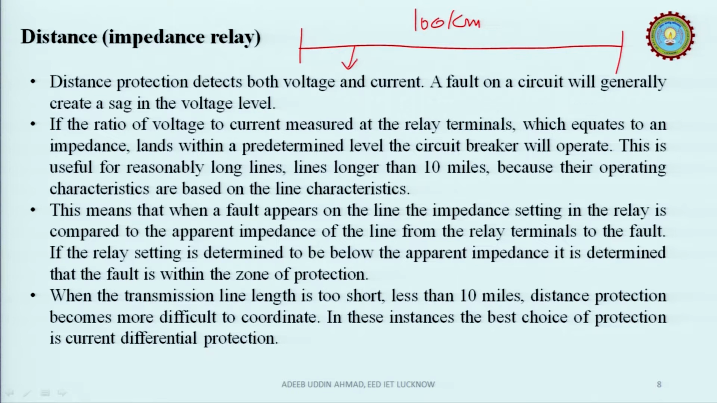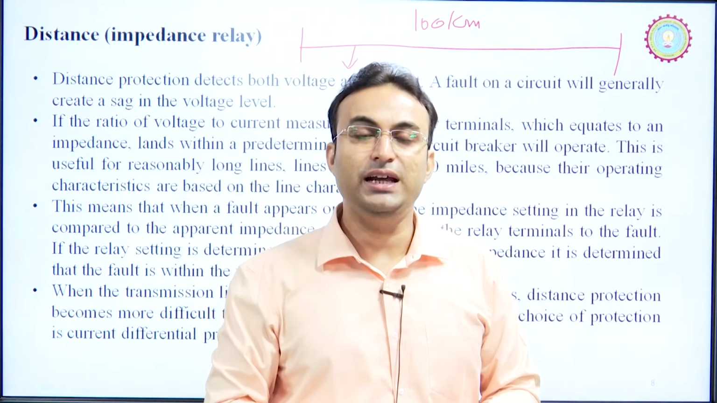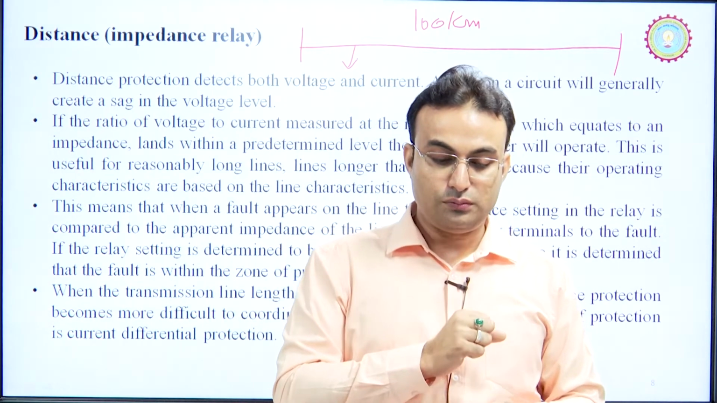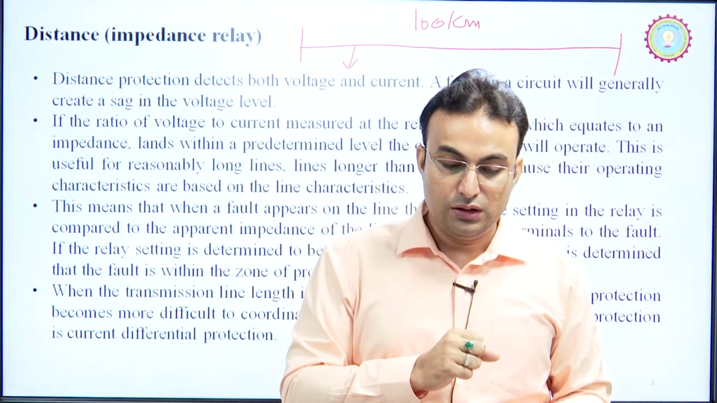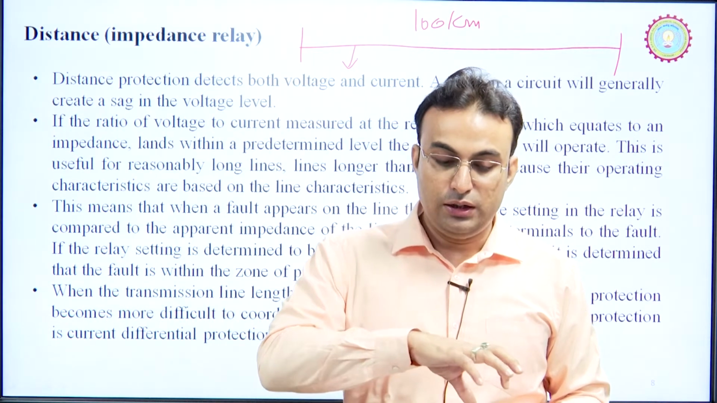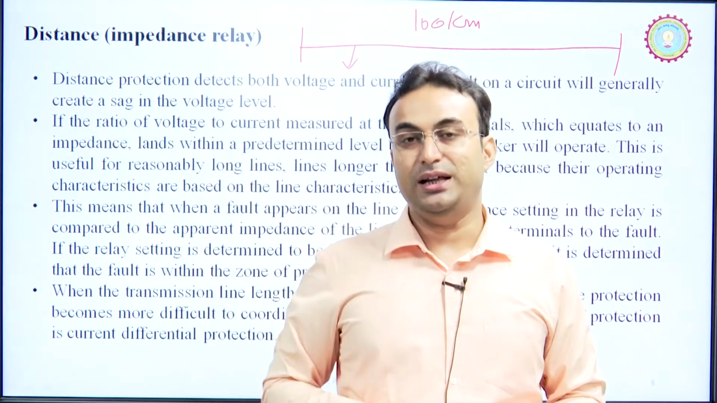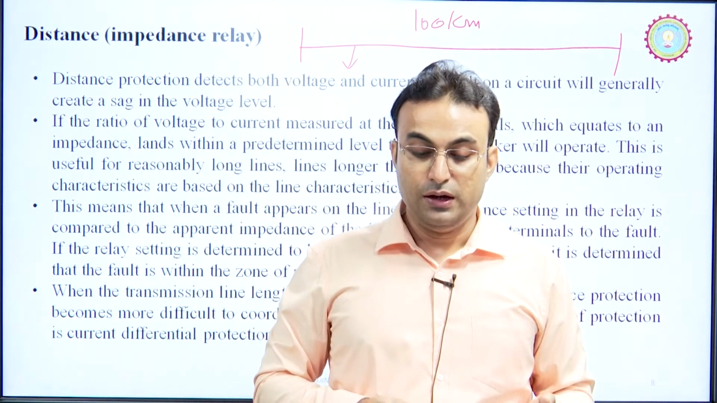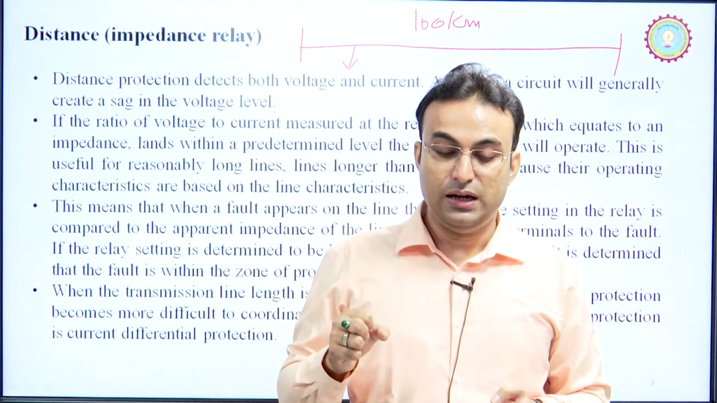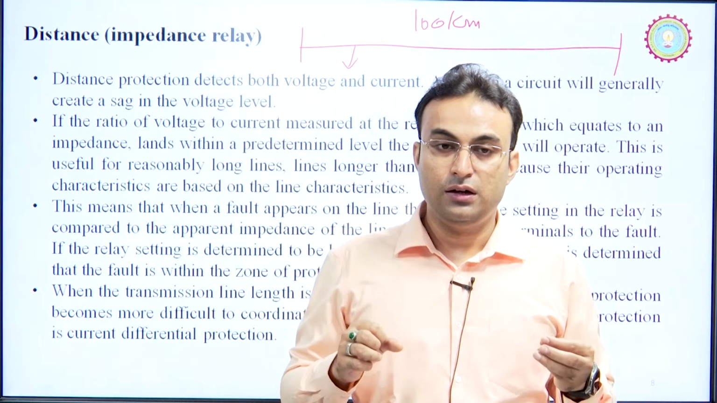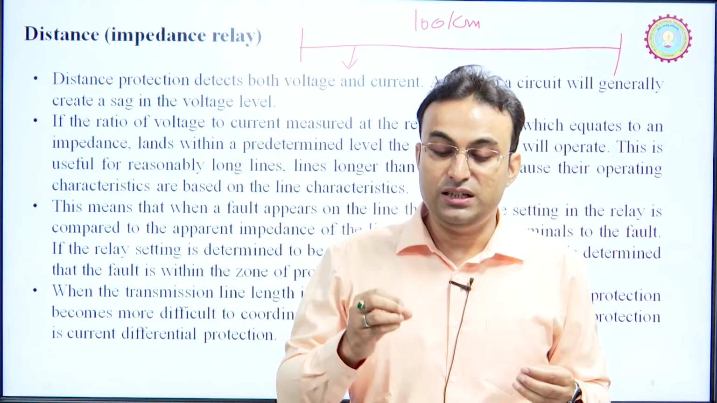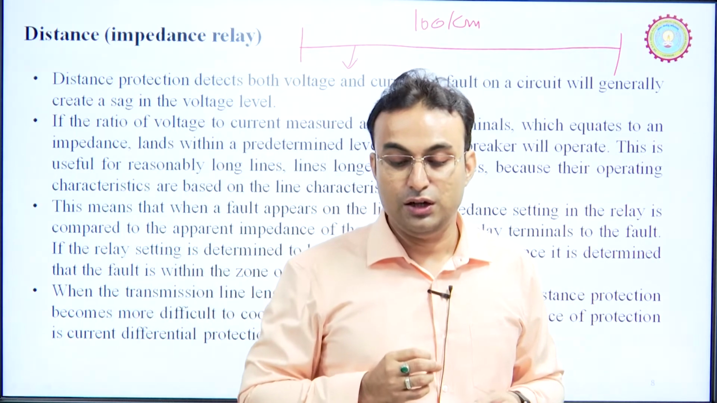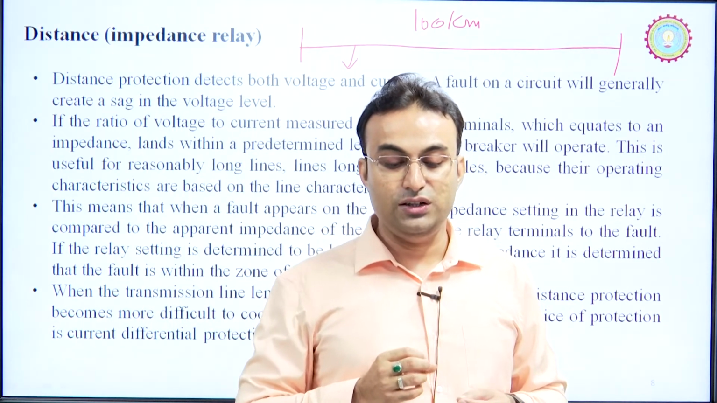The relay setting is determined to be below the apparent impedance. So, if the relay has some different types of settings, and these settings are below the apparent impedance, meaning the relay setting has a lower impedance than the apparent impedance, then it is determined that the fault is within the zone of protection.